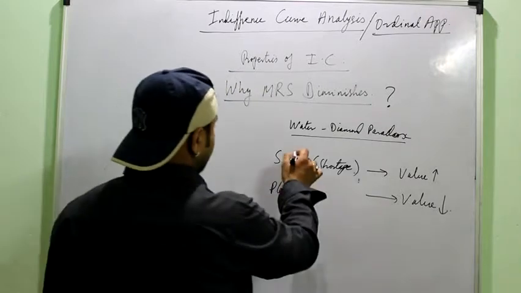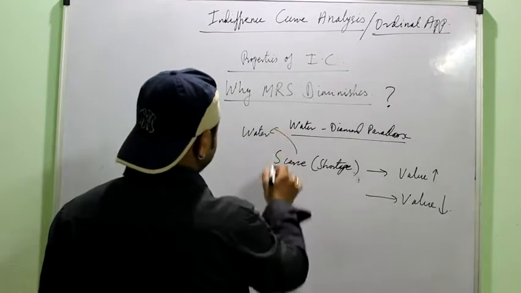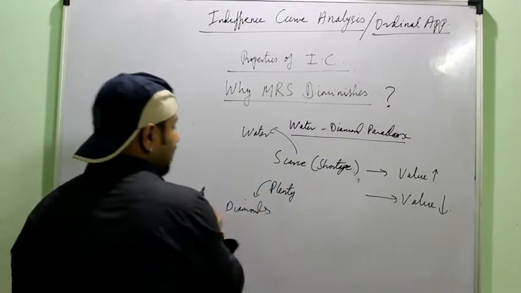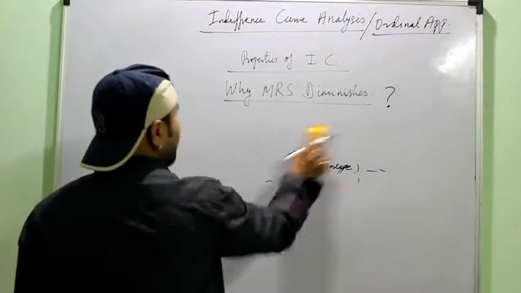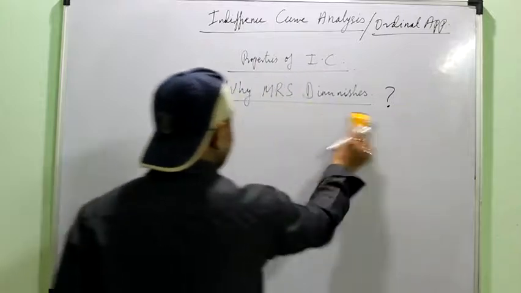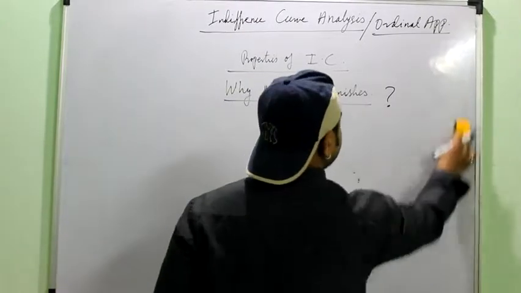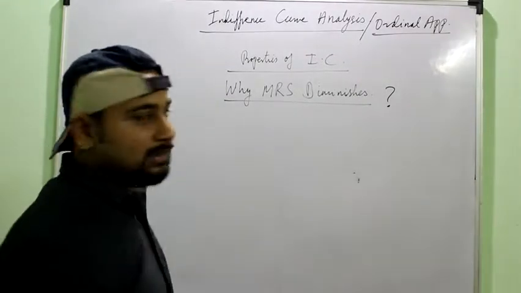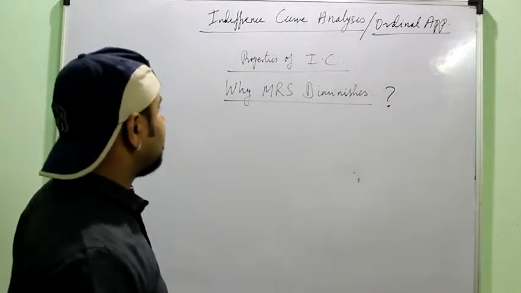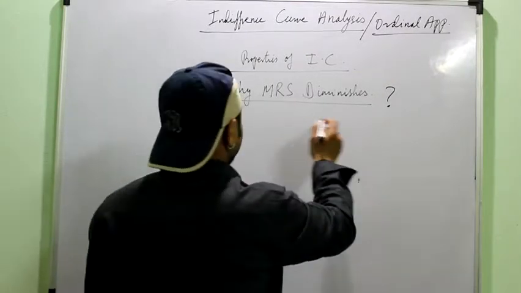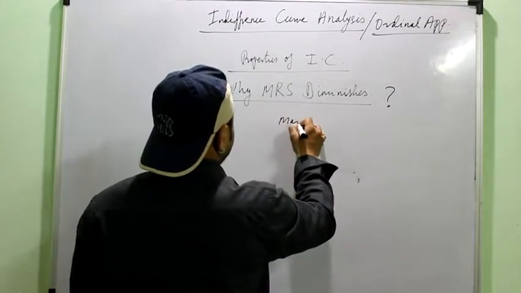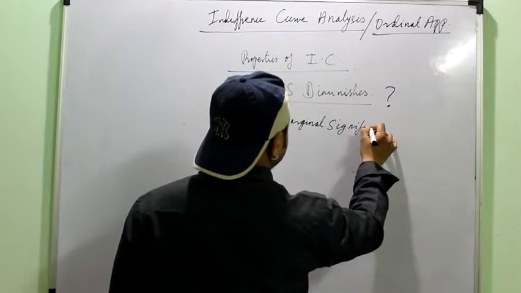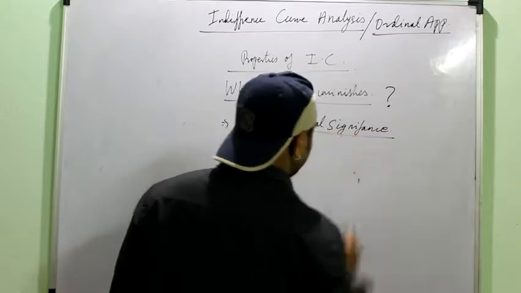Right? Like in the water diamond paradox, water was scarce and diamonds were in plenty. And as I told you, diminishing MRS is also derived from the law of DMU only. It simply says that if you keep on consuming units of a particular good, the marginal utility will go on decreasing. But under the IC curve, you do not have any marginal utility because utility is assumed to be immeasurable. So here we call it the marginal significance. This is the keyword here. Call it the marginal significance of a particular good.